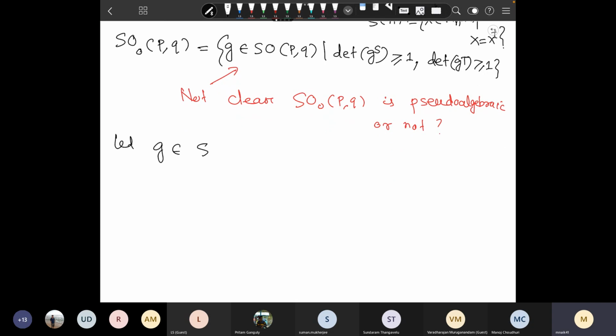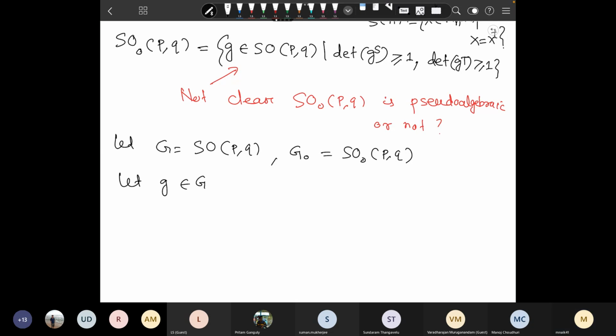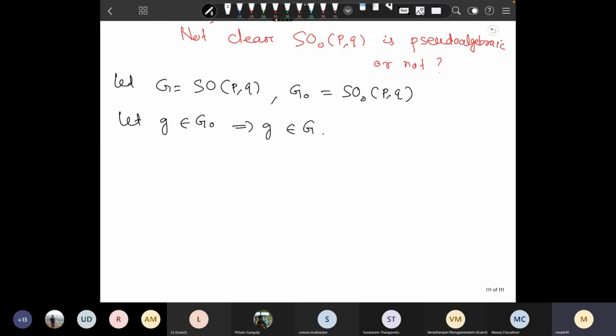So let G be SO P comma Q, and G naught be SO naught P comma Q. Now let g belong to G naught. This implies g belongs to G. For the SO P comma Q group, we have the polar decomposition, which I have discussed, because it is pseudo algebraic and closed under conjugate transpose.